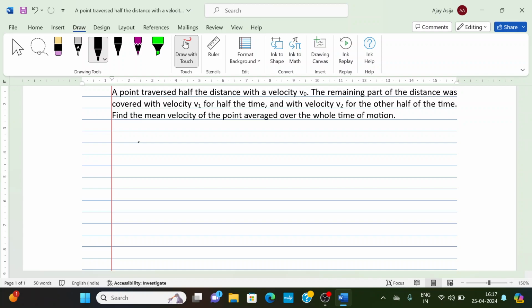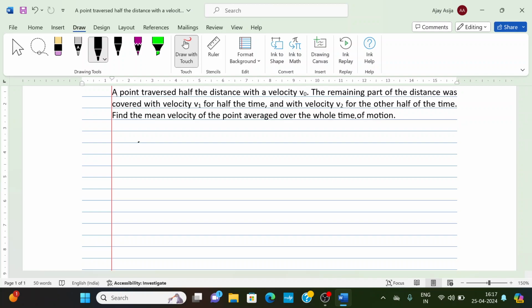In this video, we will be considering the second numerical problem of Irodov, that is: a point traversed half the distance with velocity v0. The remaining part of the distance was covered with velocity v1 for half the time and with velocity v2 for the other half of the time. Find the mean velocity of the point averaged over the whole time of motion.